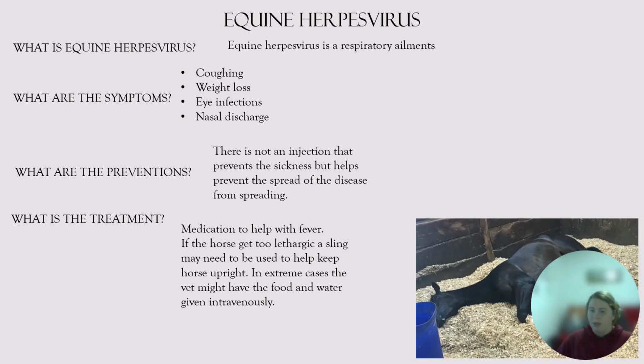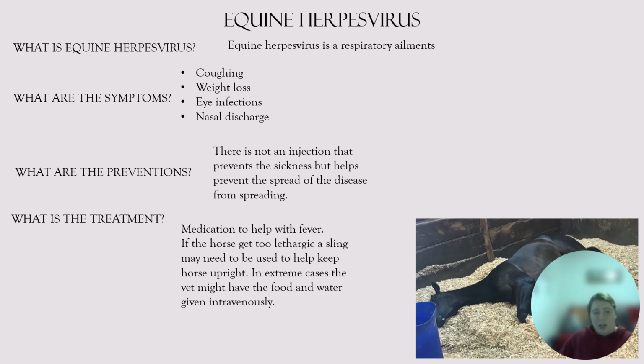It'll happen pretty quickly. They also have a lot of eye infections. If they continuously get something like ketosis in their eyes, that can be a sign of herpesvirus, and then they'll have a little bit of nasal discharge, like strangles does, but strangles has a lot more discharge. This will just be like a little runny nose, no color to it, just a little bit of mucus coming out. So what are the preventions for this?